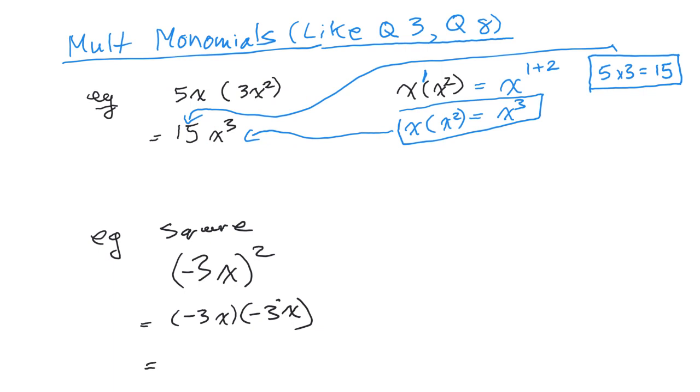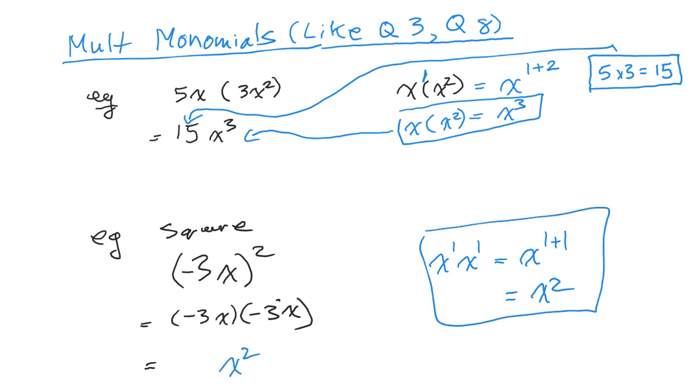So x and x, when you multiply them, x and x is x to the 1 times x to the 1, which is really x to the 1 plus 1, which is just x squared. So we end up with x squared, but our coefficient, the 3 and the negative 3, we're just going to multiply those together. So negative 3 times negative 3 gives us positive 9.